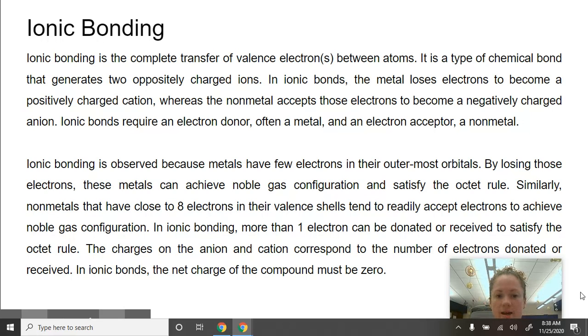The charges of an anion and cation correspond to the number of electrons donated or received. In ionic bonds, the net charge of the compound must be 0. Net charge just means the total charge. If we count up all the protons and all of the electrons, they would cancel out. But if we look at a particular atom in that bond, we would see that one is a positively charged cation and one is a negatively charged anion.